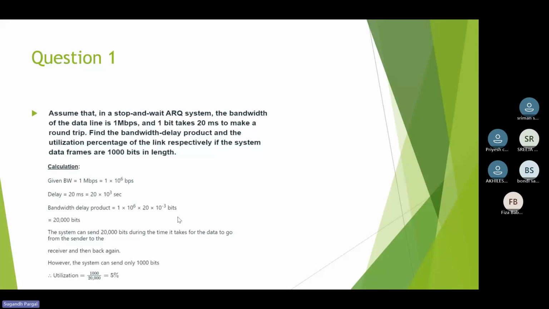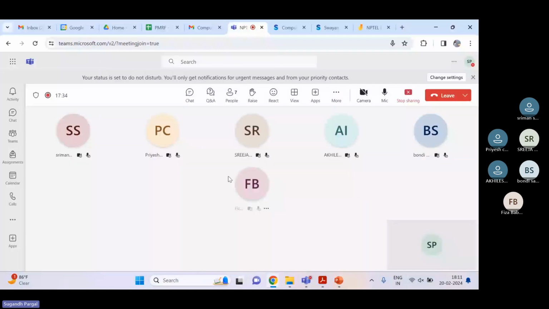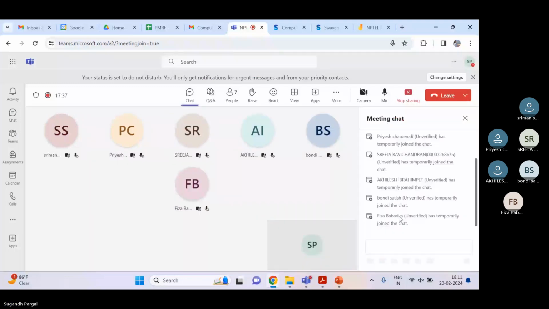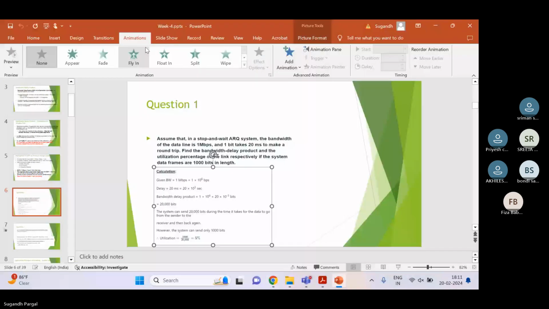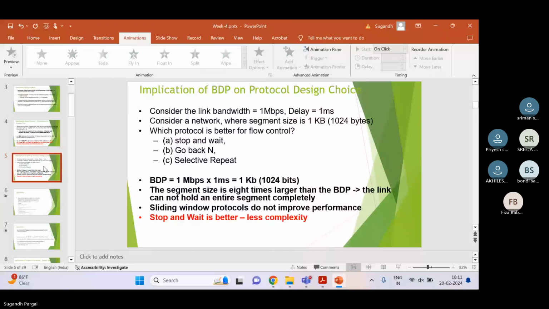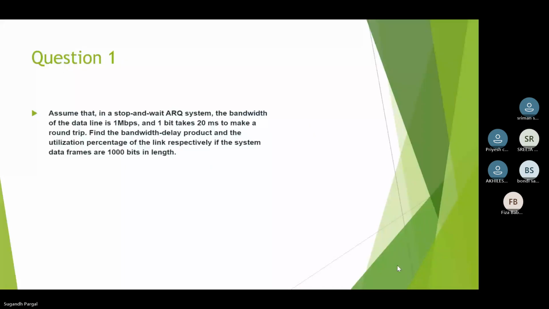I hope everyone is clear with the question and I'll give you some time, 5 minutes. You can try to solve that question. If any one of you gets the answer, please put it in the chat. Yes, this is the question. Please read it thoroughly and try to solve it, and then I'll share the solution in detail.